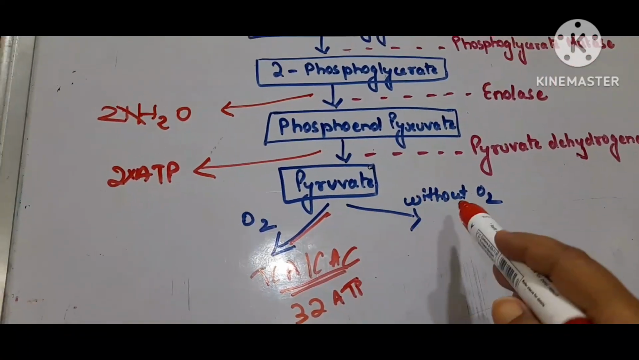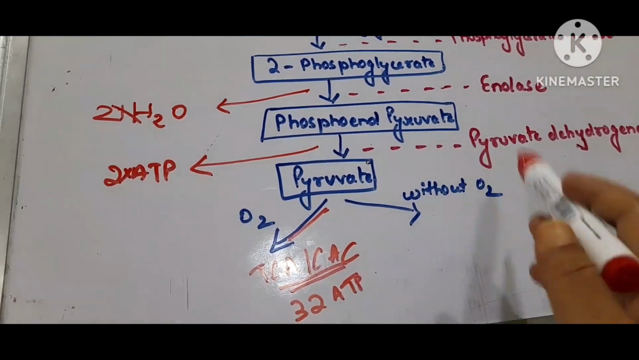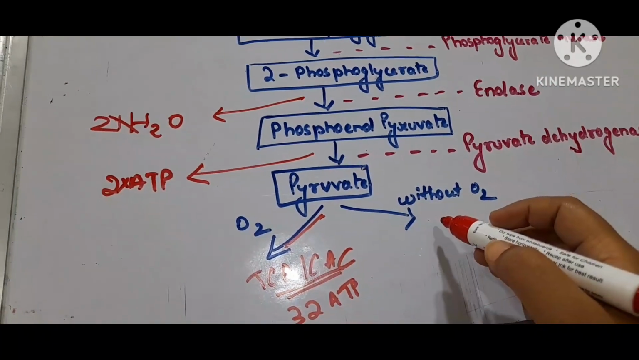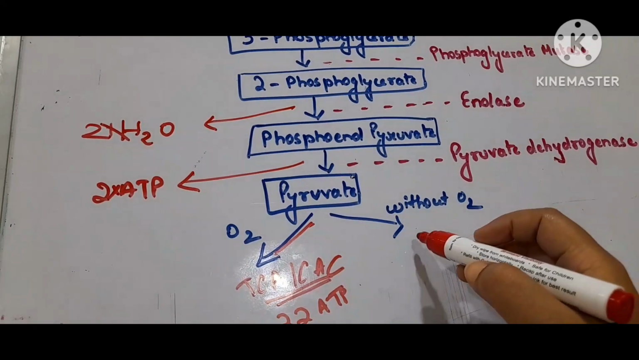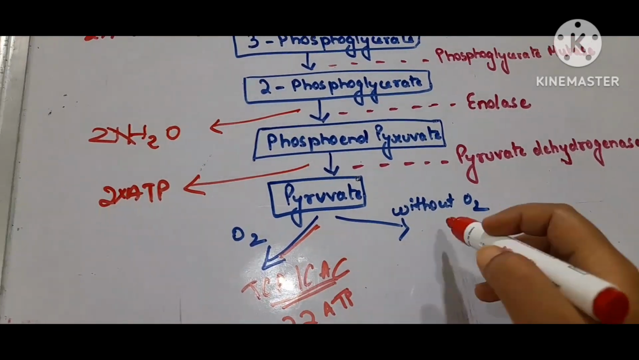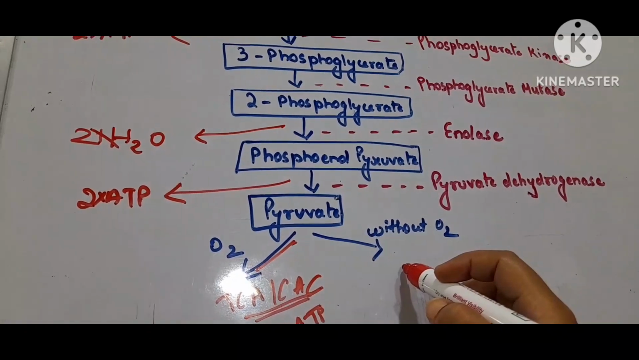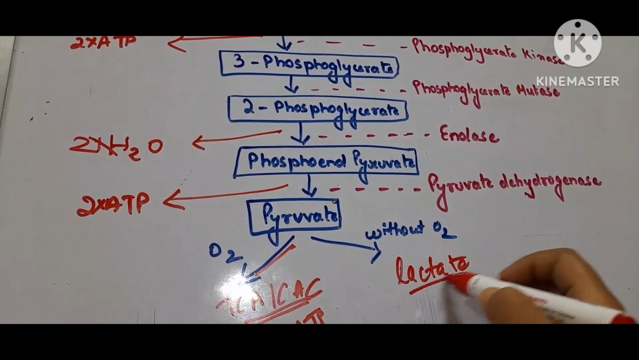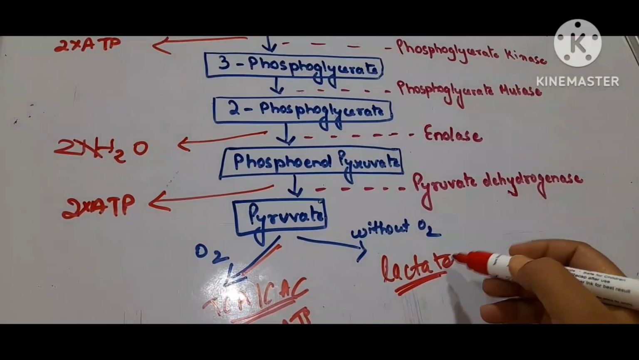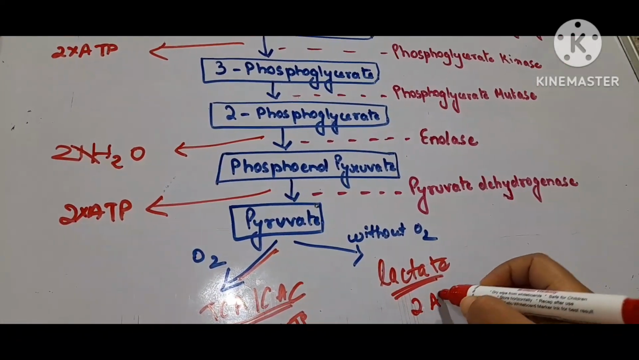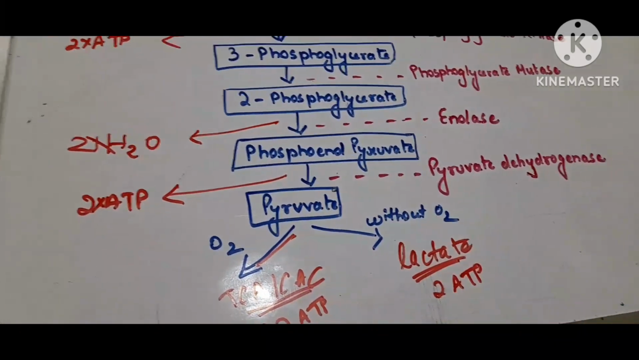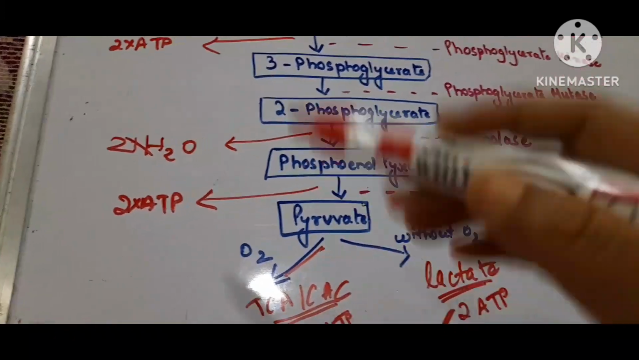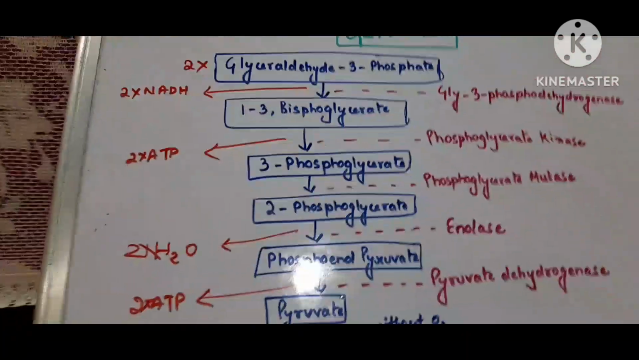If the pyruvate is formed in an anaerobic organism, that is, in an anaerobic respiration process, then it won't enter the TCA cycle. Here the pyruvate will convert into lactate. It will remain in the cytoplasm and convert into lactate and give 2 molecules of ATP. In the aerobic case it gives 32 molecules, here it will give 2 molecules of ATP. So this was all about the glycolysis pathway.